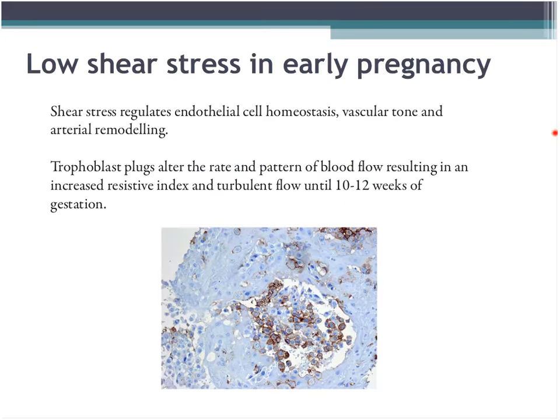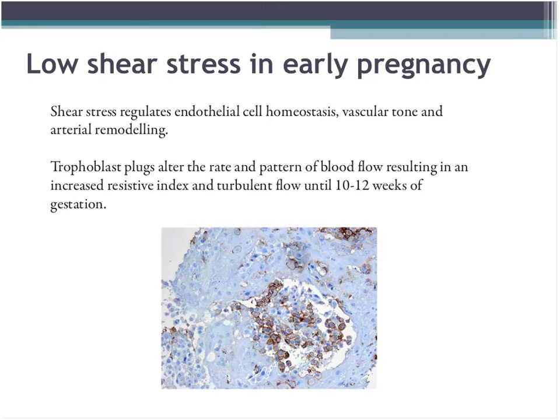Okay, so where does shear stress come into all this? Well, we know that throughout the rest of the body, shear stress plays important roles in regulating endothelial cell homeostasis, vascular tone, and arterial remodeling. And the reason I was interested in shear stress in the first trimester is that these trophoblast plugs here actually block the arteries and prevent blood flow to the placental surface for about the first 10 to 12 weeks of pregnancy, at which point they dislodge and the blood can flow through to the placental surface. So that's a completely good and normal thing to happen in pregnancy. And actually the placenta happily exists without this blood flow during this time, and it's thought to be quite important.